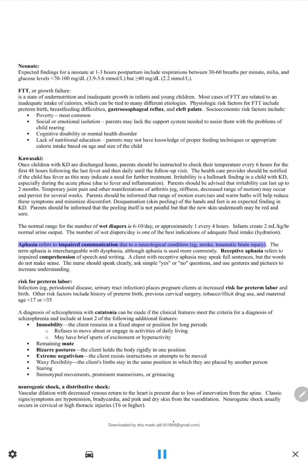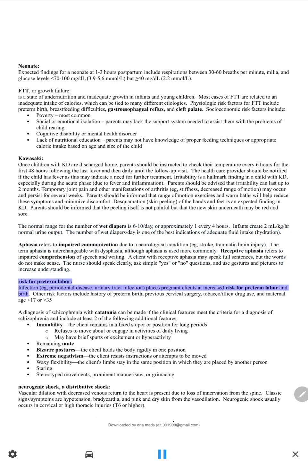Aphasia refers to impaired communication due to a neurological condition (e.g., stroke, traumatic brain injury). The term aphasia is interchangeable with dysphagia, although aphasia is used more commonly. Receptive aphasia refers to impaired comprehension of speech and writing. A client with receptive aphasia may speak full sentences, but the words do not make sense. The nurse should speak clearly, ask simple yes or no questions, and use gestures and pictures to increase understanding.